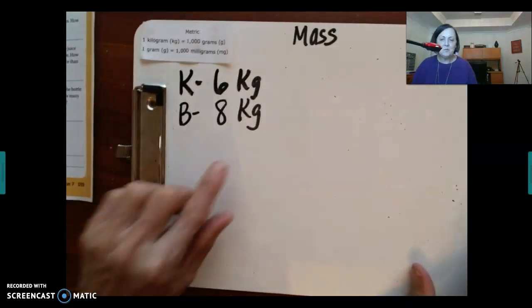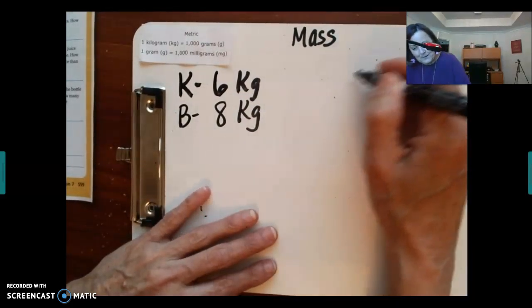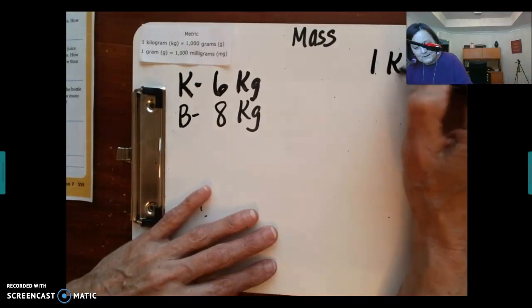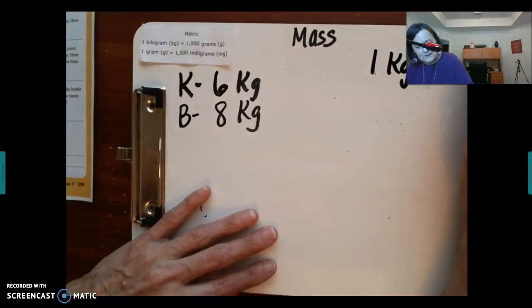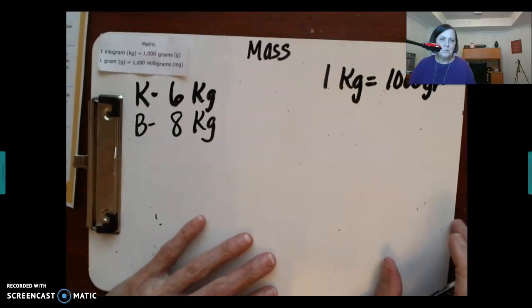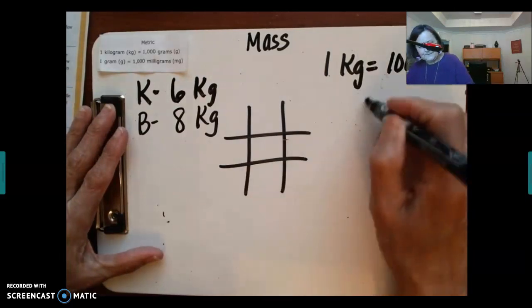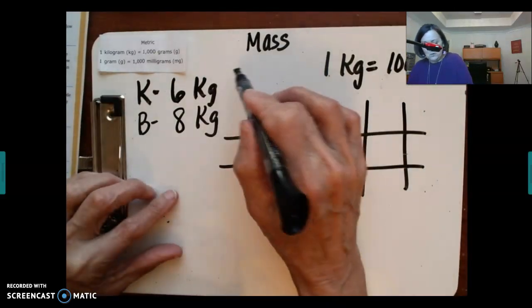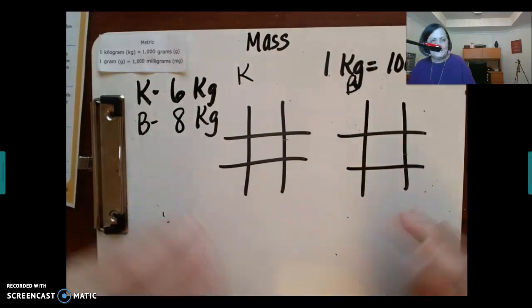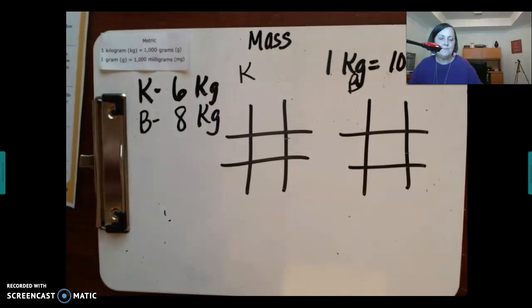So first of all, I want you to figure out how many grams are in Kent's backpack. So we know that 1 kilogram equals 1,000 grams. Okay, so go ahead and solve. You're going to have 2 of these. 1 for Kent and 1 for Brent. And once you have those, then we'll get to the last step, okay? So pause your video and solve those 2.